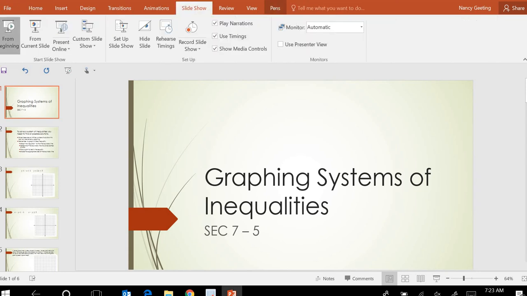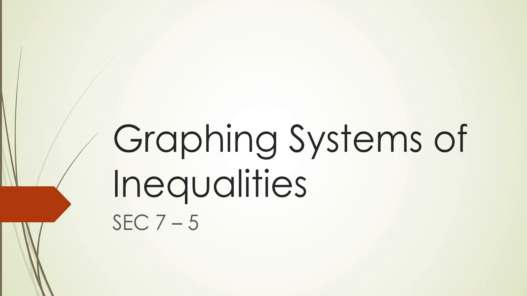Okay, let's get this going. Section 7.5 is graphing systems of inequalities, so you will need graph paper and a straight edge to do these notes.